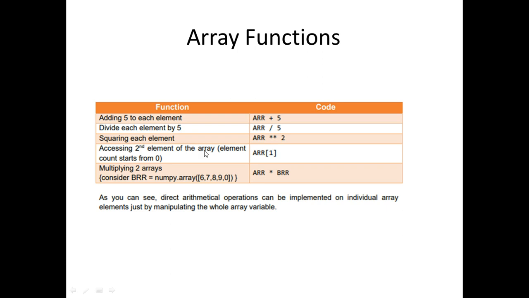If I want to access the second element, I say ARR of 1 in square brackets, because the subscript starts from 0. To multiply two arrays, I say ARR into BRR, where these two are numpy arrays.